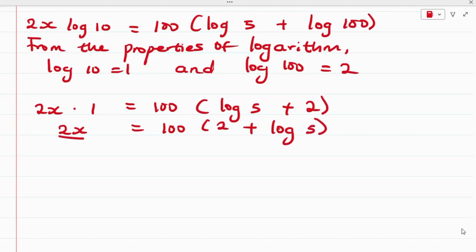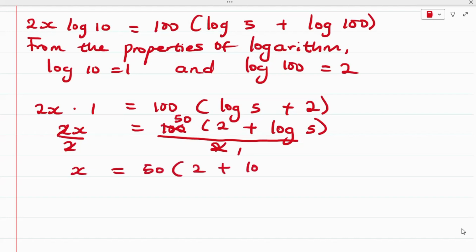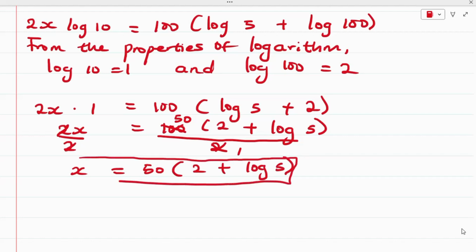So the next thing we want to do is to divide both sides by 2. So 2 is going to cancel out this 2. We have x is equal to 100 divided by 2, which is 50, into 2 plus log 5. And this becomes the value for x. So guys, the next thing we want to do is to simply verify if this is actually correct.